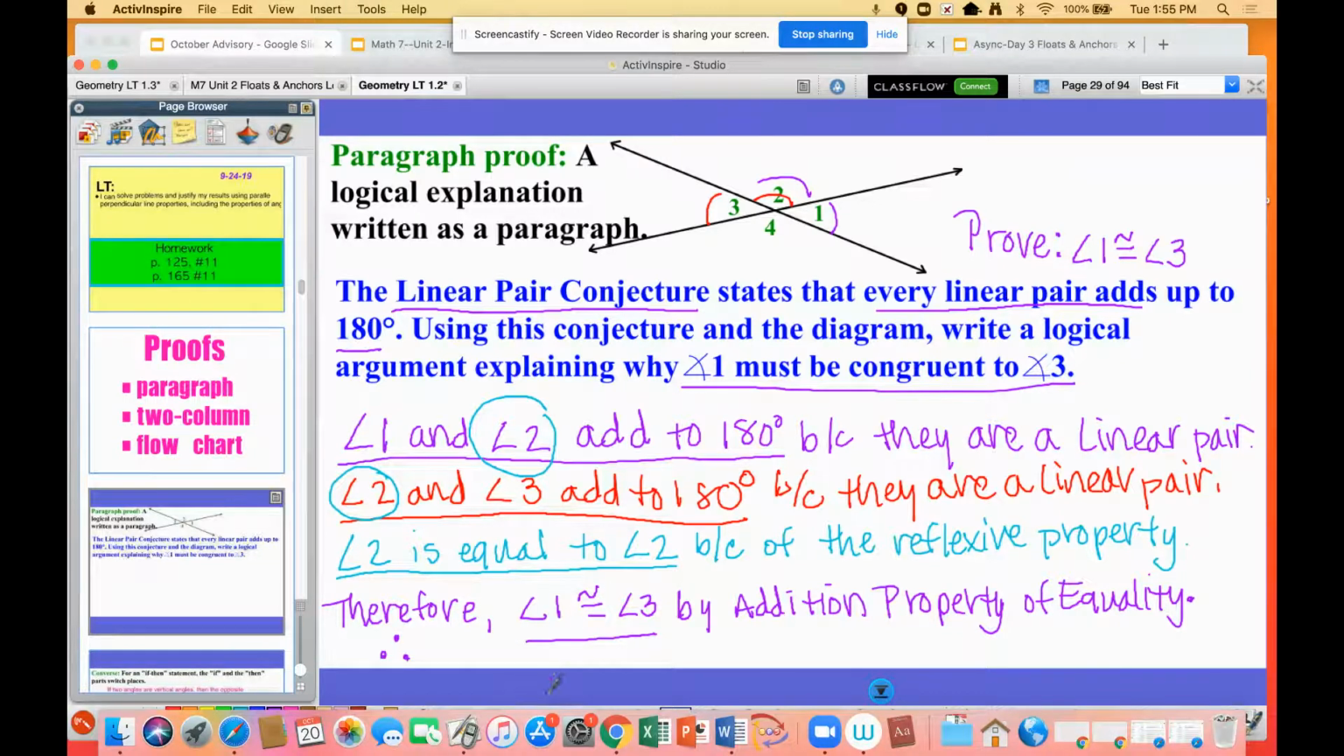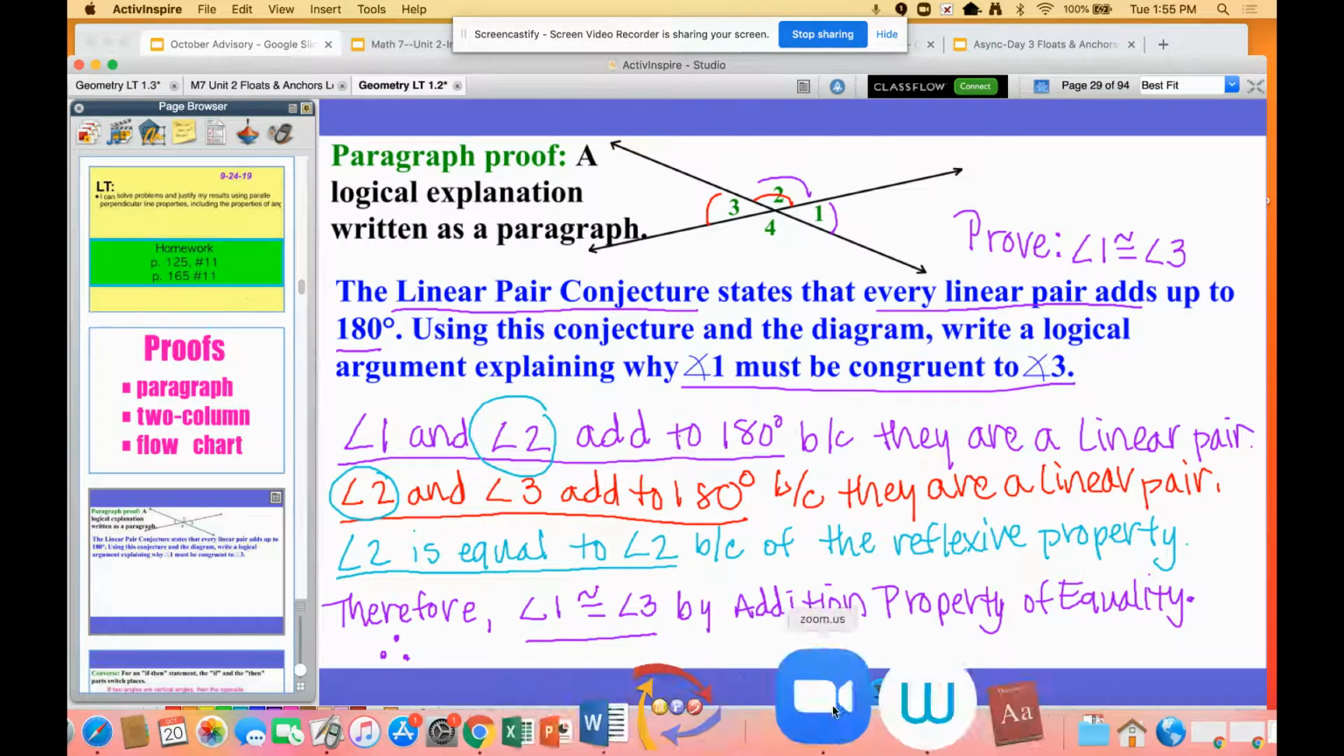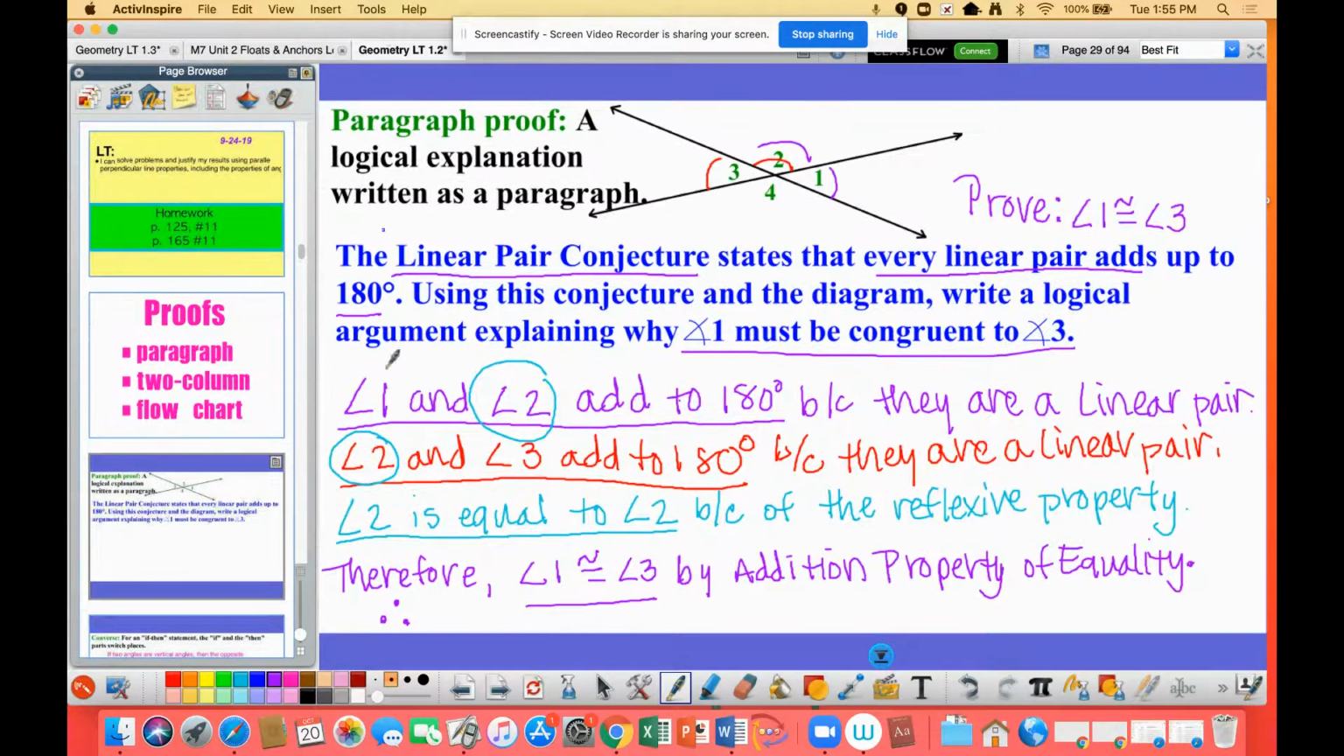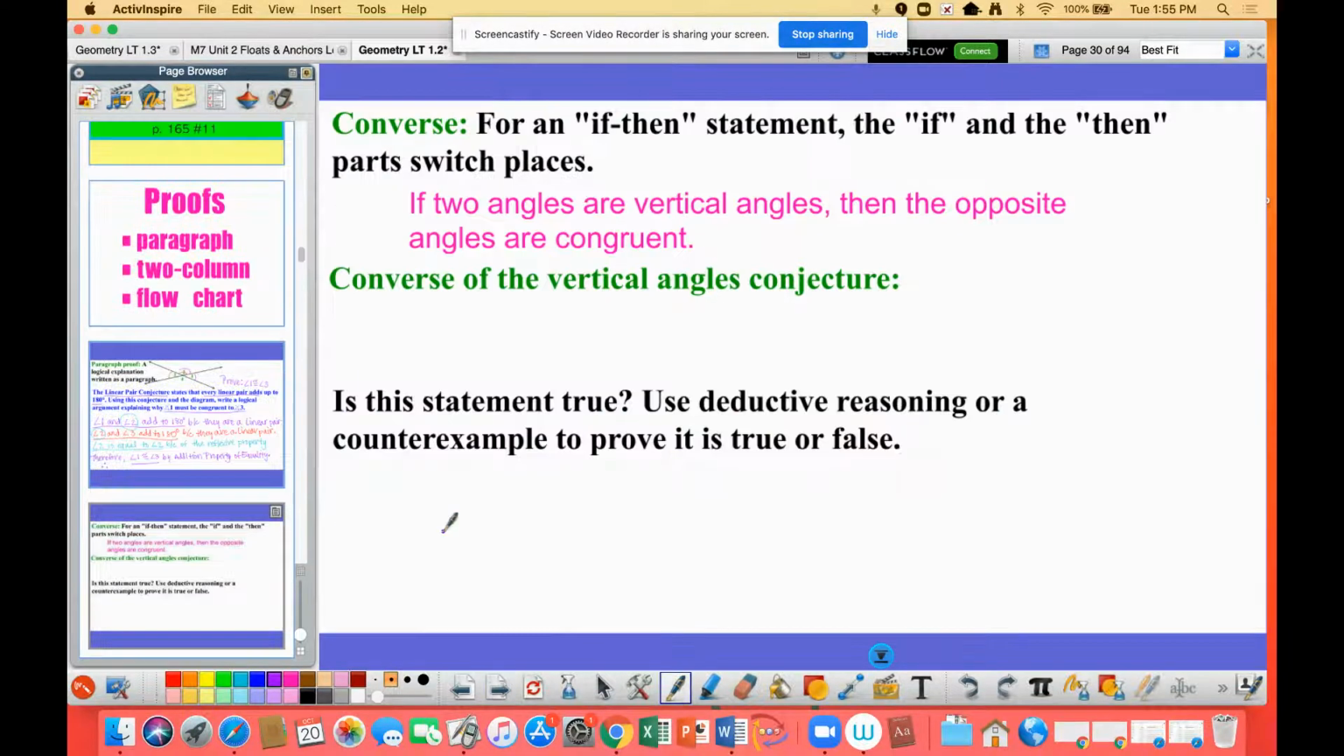All right, let's look at our next type of proof. Before we get to that, we're going to talk about converse statements. A converse statement is when we have an if-then statement and the if and the then parts switch places. So in this example, we have if two angles are vertical angles, then the opposite angles are congruent. If we were going to write the converse of this, we switch these. So this is the if part, and here's the then, the opposite angles. So now we switch them.